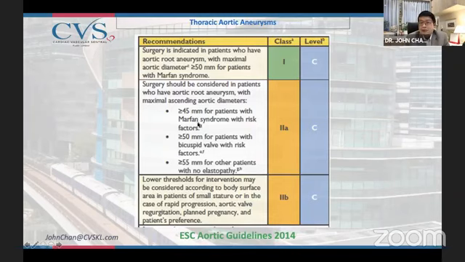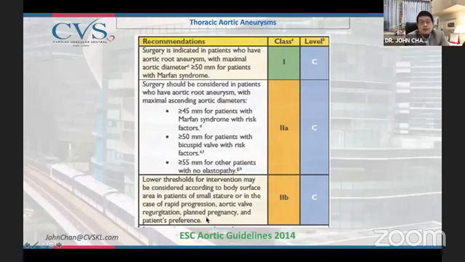If they have Marfan and risk factors, so risk factors meaning if they have a family history of a relative who had an aortic dissection at a very young age, or if the aortic aneurysm has grown significantly in size in a very short period of time, then we would recommend surgery at a much lower threshold of 45 millimeters. So lower thresholds for intervention may be considered according to the body surface area of the patient as well, and the progression of the aortic aneurysm and other conditions.